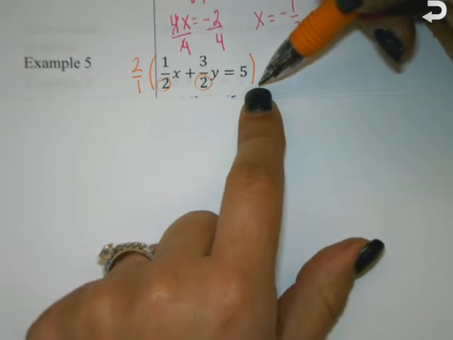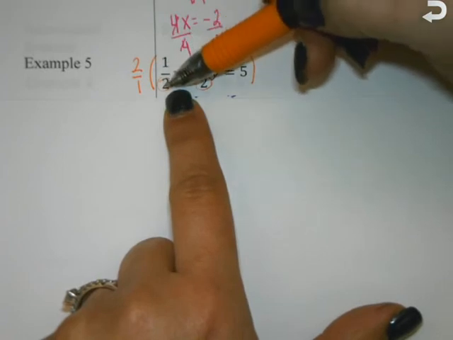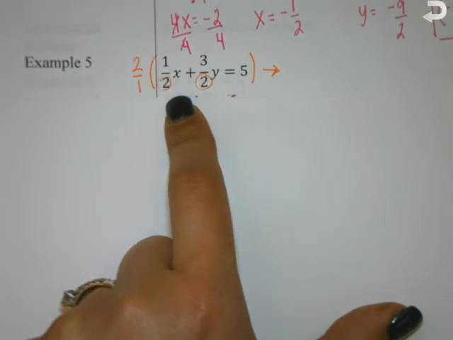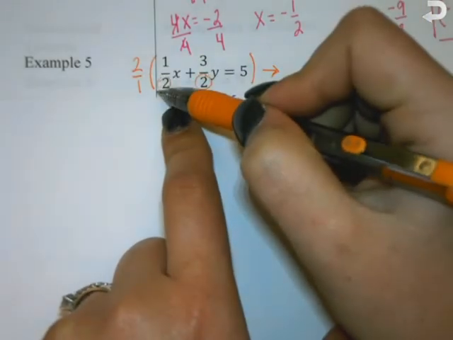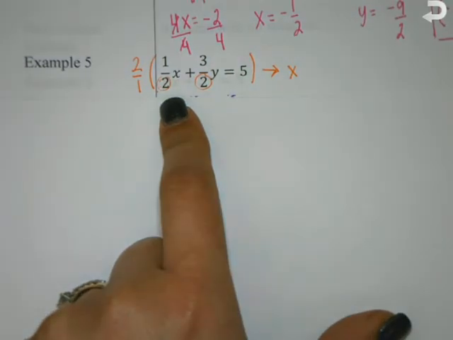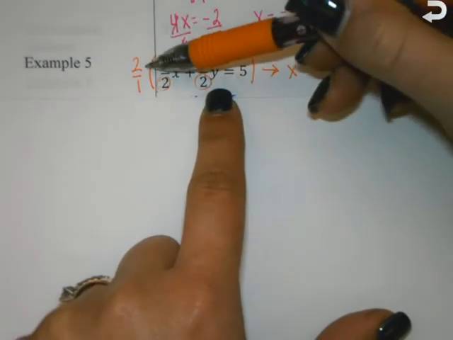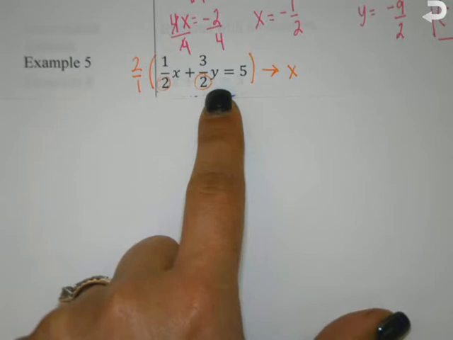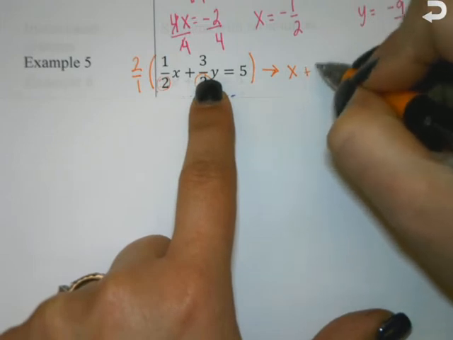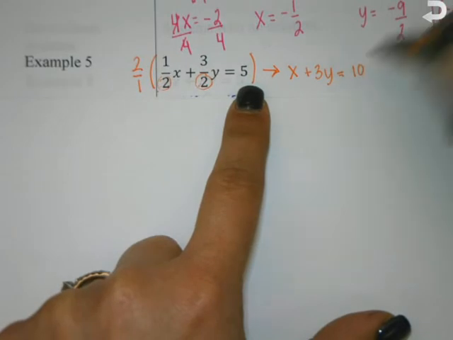So let's do this one first. If I have 2 over 1 times 1/2 x, let's draw an arrow next to this, what happens with the 2's? They cross-reduce, right? So what would I be left with? 1x. When I multiply 3 over 2y by 2 over 1, what happens? The 2's cross-reduce again. So what am I left with? Plus 3y. Equals, 2 times 5 gives me 10. Doesn't this look nicer?